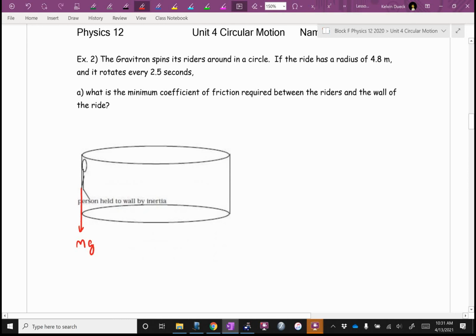Are they sliding down the wall? No. Are they sliding up the wall? So I know there has to be a force the same size as mg that way. Not quite sure what force that is yet. What else? What path is this rider tracing out? So where must there be an unbalanced force pointing? What force is that?